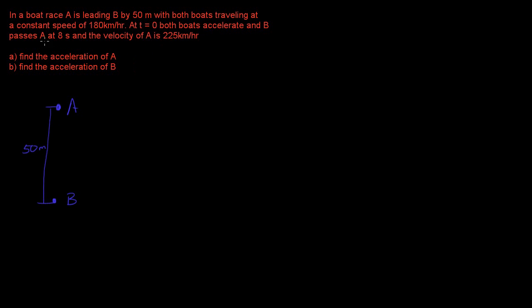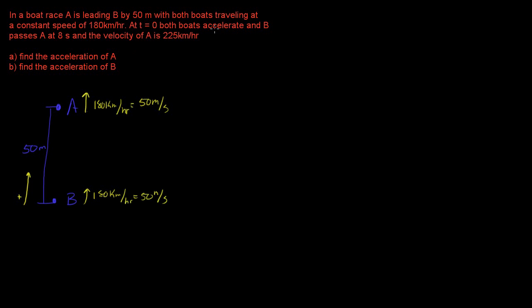And right now, at time 0, the velocity of A is going up. Up is going to be our positive direction. And it's going up at 180 kilometers per hour. And this is equal to 50 meters per second. And B is going up at 180 kilometers per hour, which is 50 meters per second.